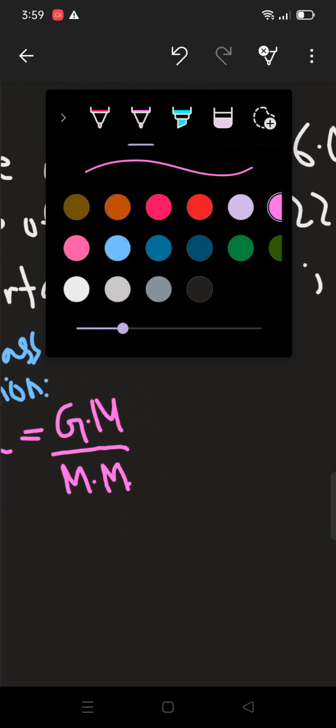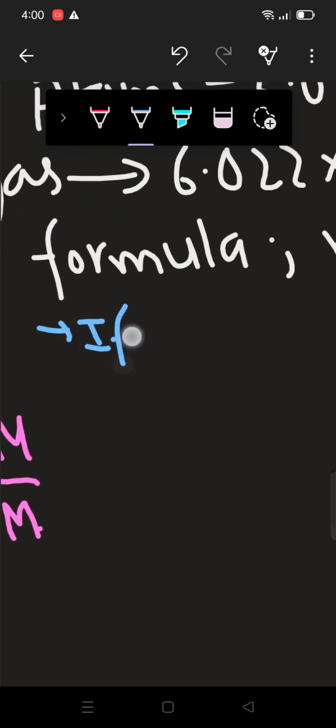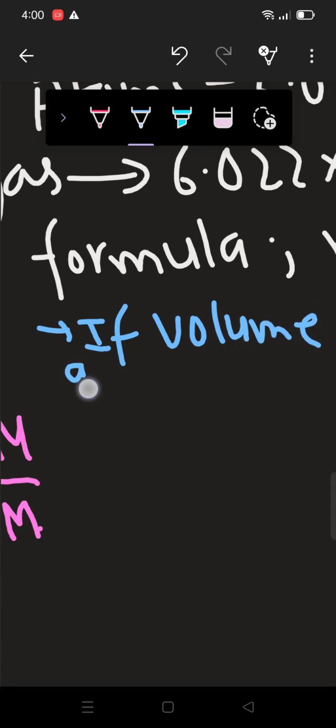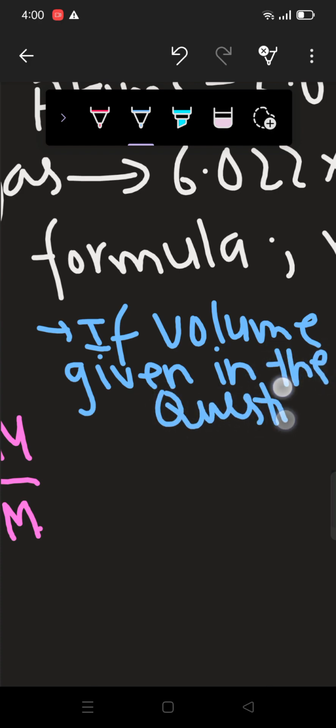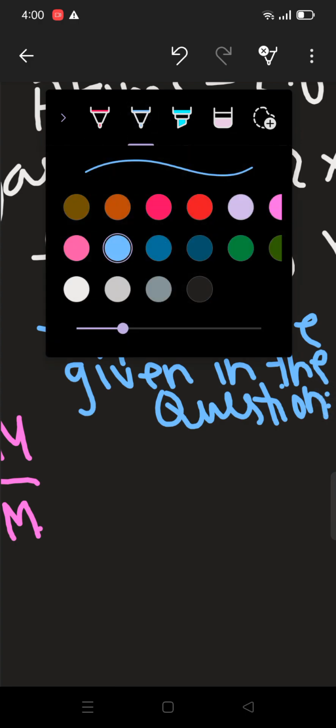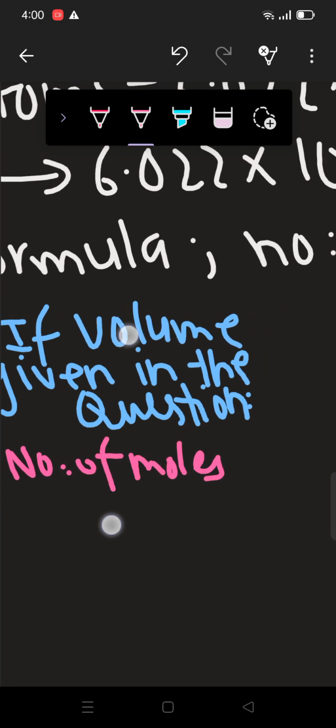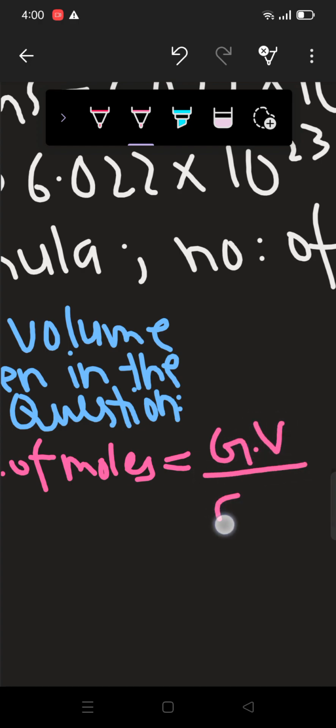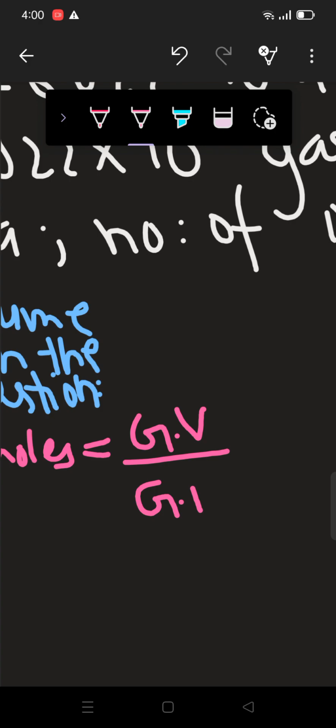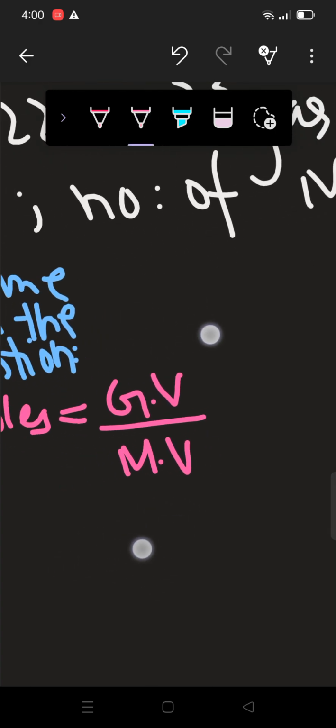Now if you have volume given in the question, then your formula would be: number of moles is equal to given volume, GV means given volume, and MV means molar volume, and that is always equal to 22.4 dm cube.